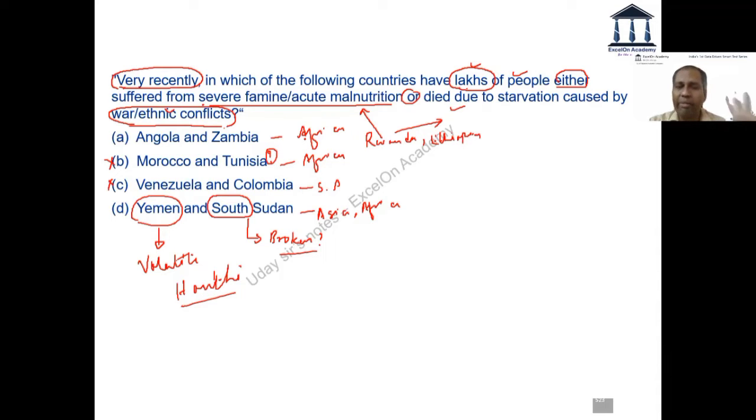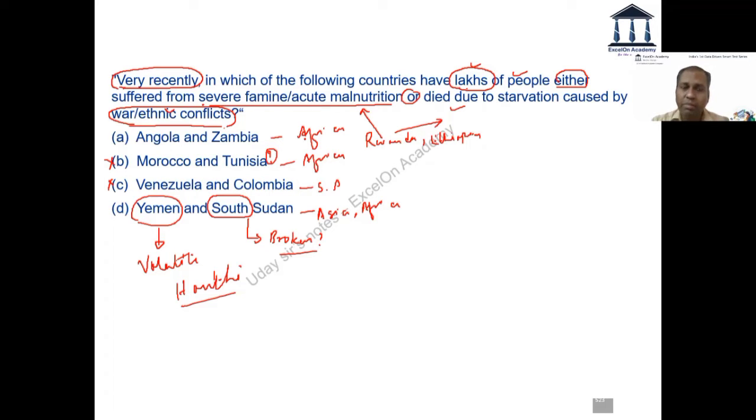So in all, have I heard anything bad about Angola and Zambia? I don't recollect. But Yemen, I know for sure. Even if you guys have browsed through newspapers, you will find a lot of Indians were evacuated from Yemen and they have gone to Saudi Arabia, or people have come back, and Saudi Arabia and Yemen are in a conflict. Somewhere you would come across the term.